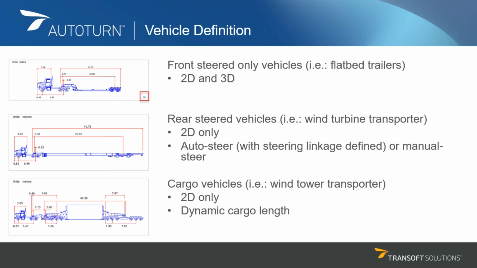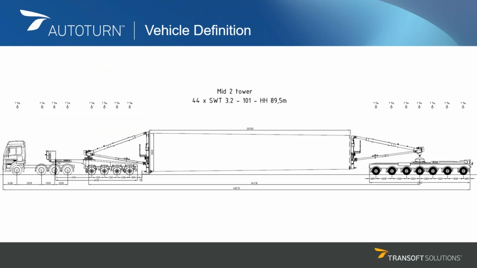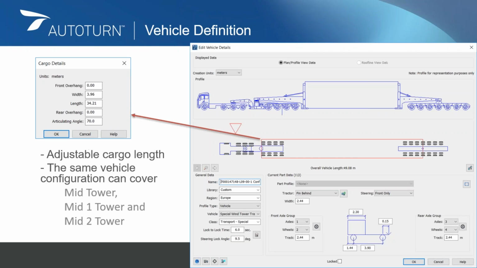And the third type of vehicles that we have corresponds to vehicles where the cargo length determines or influences the length of the trailer. And a good example of these vehicles is the wind tower transporter, which you can see here, a small example. So in this case, it's really the cargo that is going to influence not only the length, but also the off-tracking and the swept path of the vehicle.